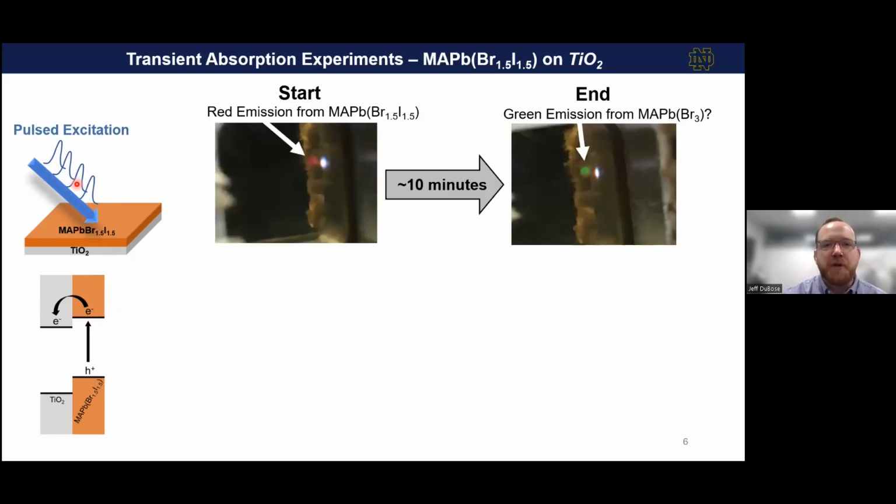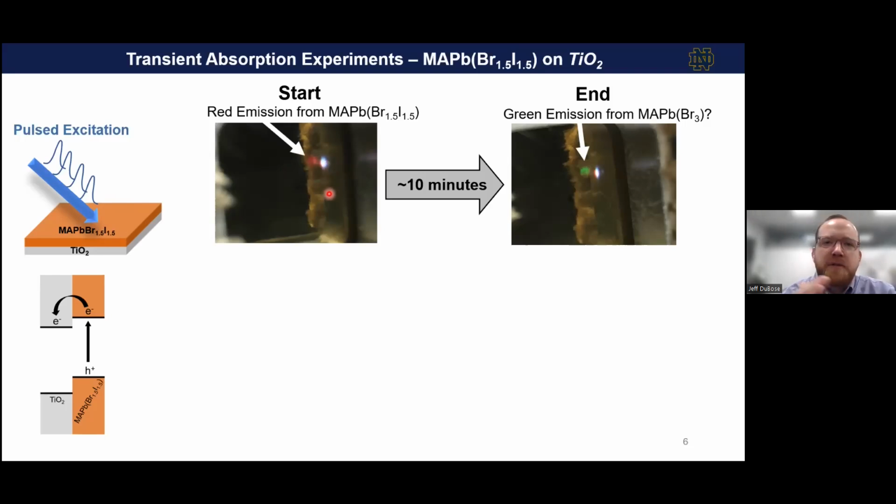Visually, at the start of the transient absorption experiment, which I'll talk more about in a slide or two, we're exciting our perovskite with the pulsed laser. This is just a kind of crappy cell phone photo that I took. But we noticed something empirically: the photoluminescence from this laser excitation started as red. This little dot here is the white light probe used for transient absorption.